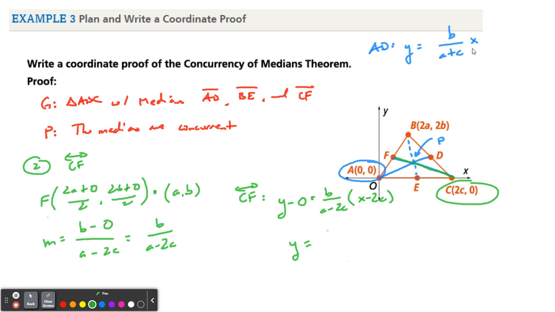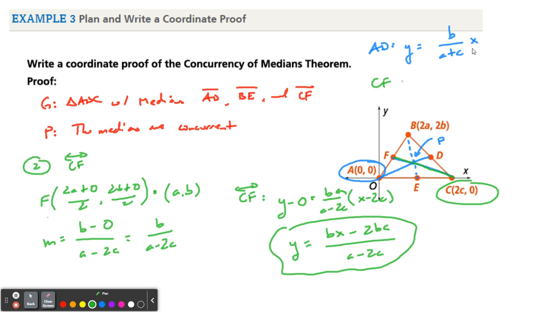You could do it two ways. I made it one big long fraction. So this just goes up top and I distributed, so I did bx minus 2bc all over a minus 2c. You could, if you want to, have two separate fractions, but again, let's just keep it like this. But this is an equation of a line. So now I'm going to put that up here. So this is for CF: y equals bx minus 2bc over a minus 2c.